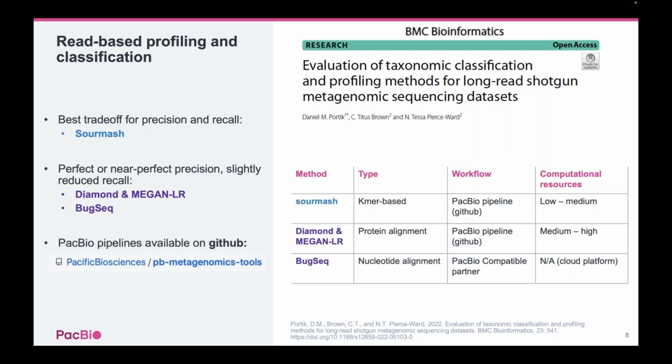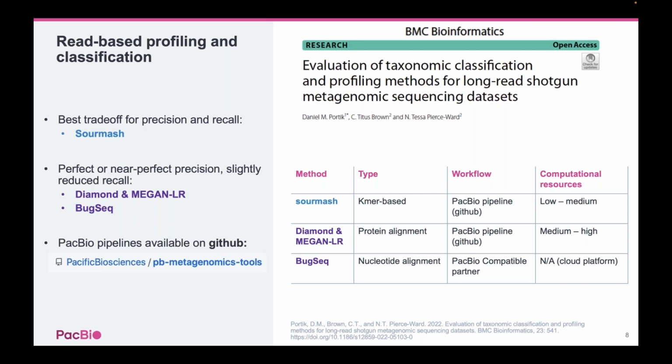Now, there are some differences between these methods. So for example, sourmash is k-mer based, whereas Diamond and MEGAN-LR is based on protein alignments, and BugSeq is based on nucleotide alignments. One thing I want to point out about the Diamond and MEGAN workflow is that because we're aligning to proteins, we can generate a really nice taxonomic profile. But if these proteins have known functions, we're also simultaneously assigning functional annotations. So we can build a functional profile as well as a taxonomic profile. And that's currently the only method that's capable of doing that simultaneously.